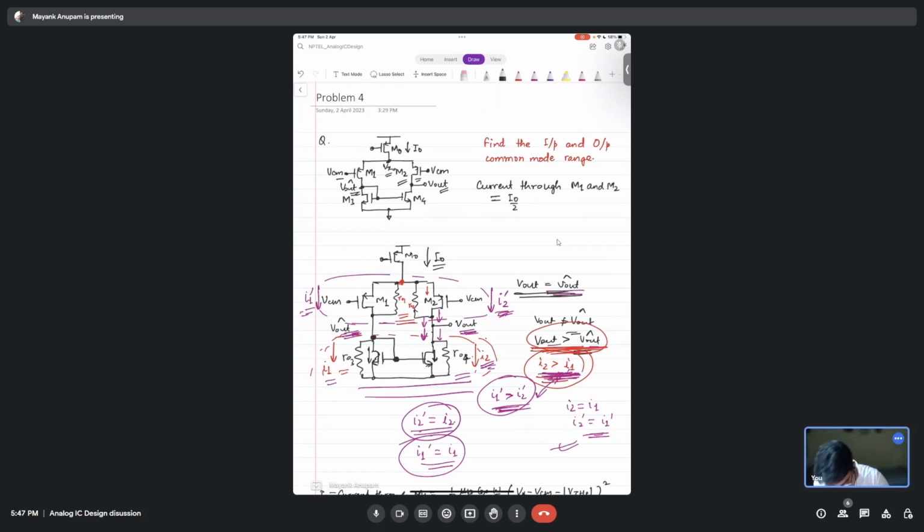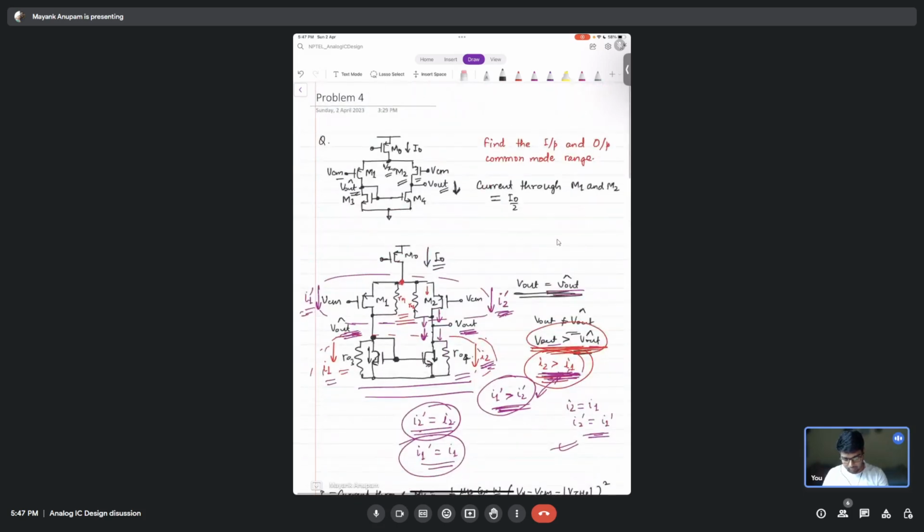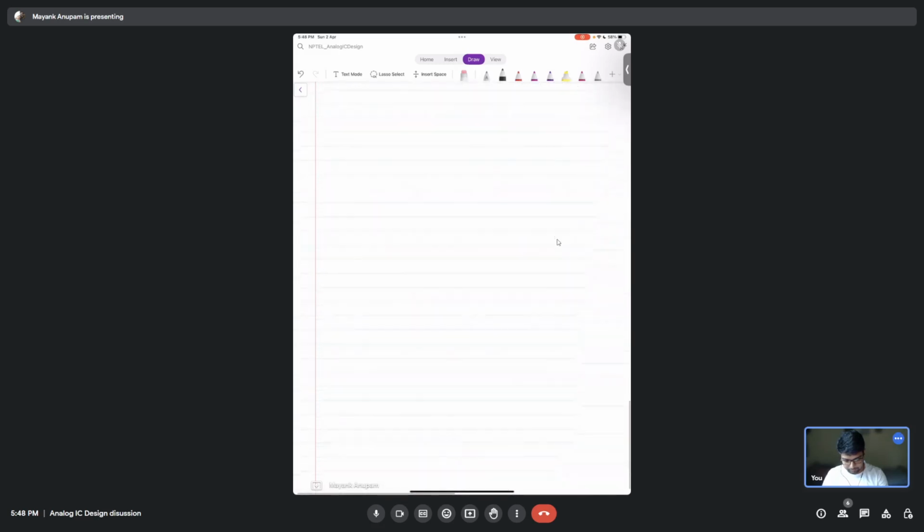Now what will happen if V out decreases? Which transistor can go out of saturation? M4. Again the same reason. M4 gate is fixed, source is fixed, but drain is reducing. That is why the drain to source voltage is reducing, so M4 can go out of saturation. In this way you can find out the range for the output also.